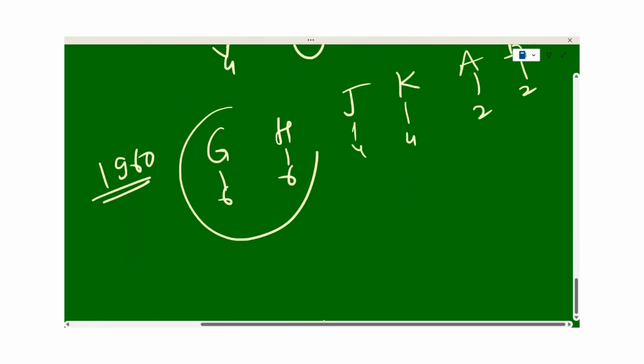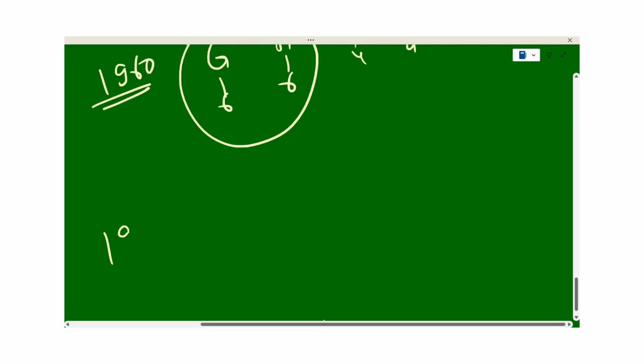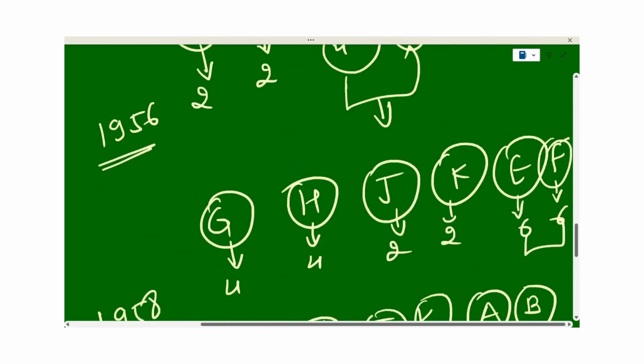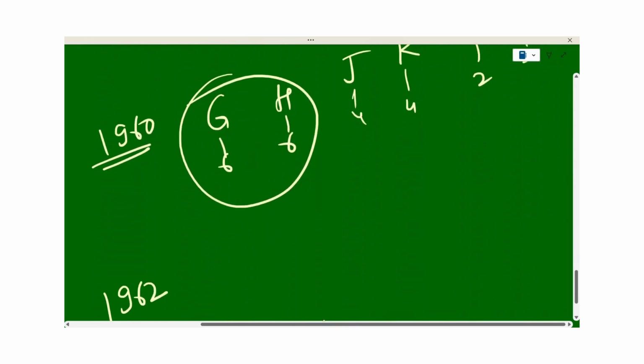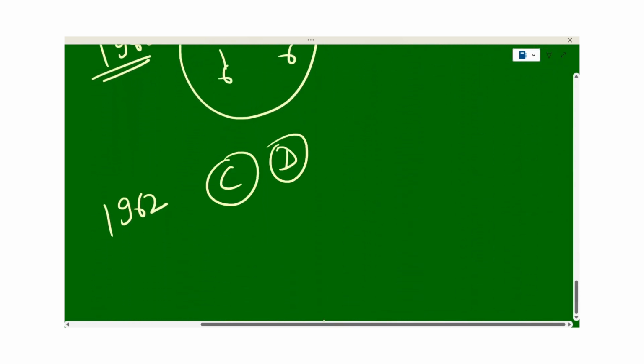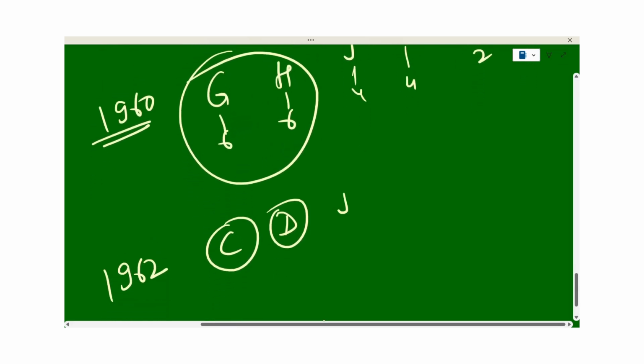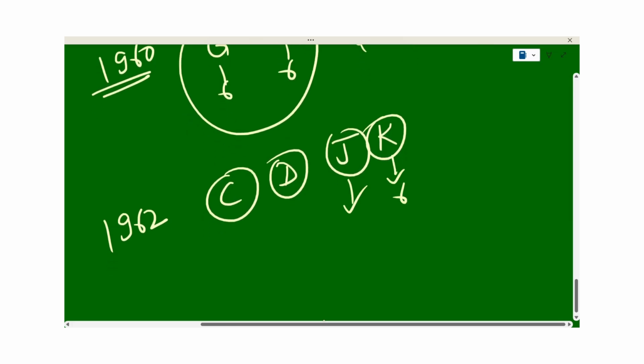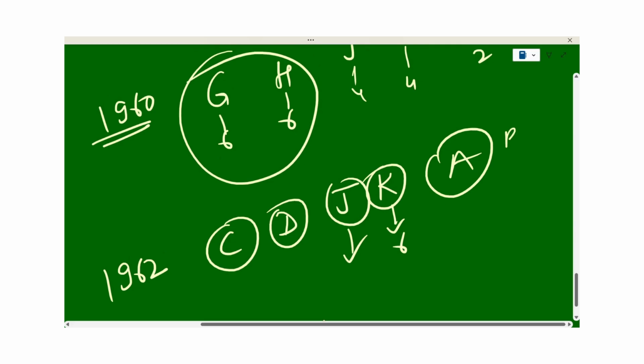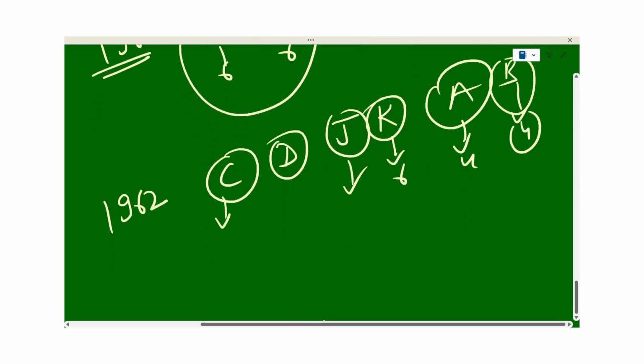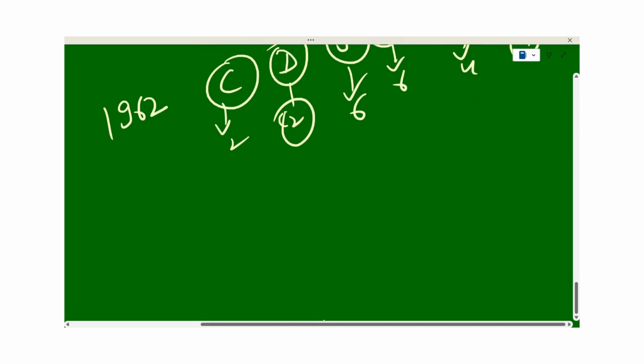So in 1960 G and H, they will retire, and by 1962 those members C and D, they were re-elected, and J and K, they would have completed their 6 years, and A and B, they would have completed their 4 years, and this process continues. अब situation is totally different. अब जो भी इसके बाद आता है, let's see the example of 1964.